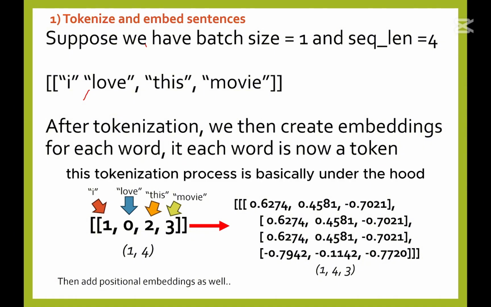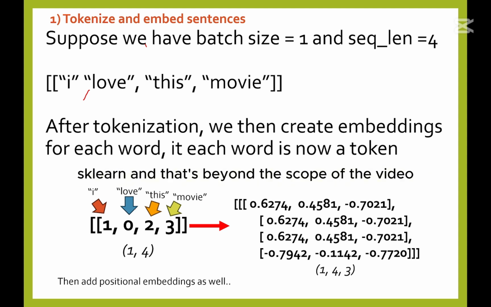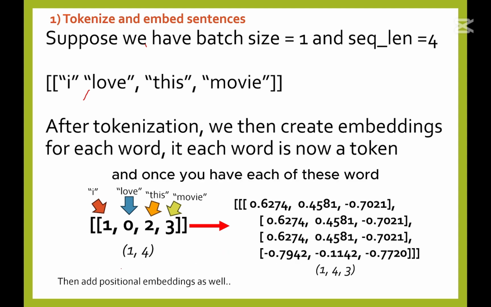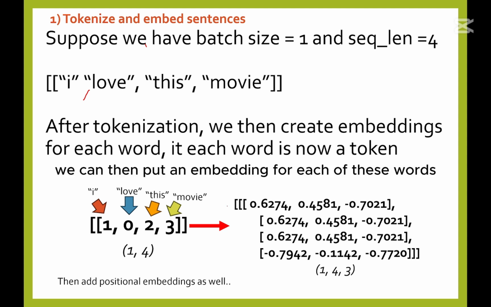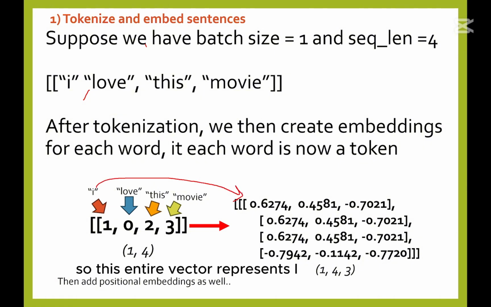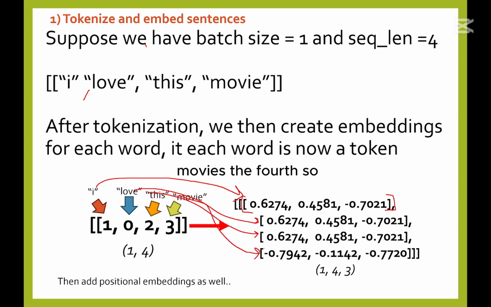This tokenization process, under the hood, can be done manually or using libraries such as sklearn, and that's beyond the scope of the video. But basically, each of these indexes represents a word, and once you have each of these words, we can then put an embedding for each of them. So "I" can be represented as a vector of 3. This entire vector represents "I." And then "love" can be represented as the second element here. This can be represented as the third, and so on. Movie is the fourth. Embeddings basically help us capture the meanings of the words better. The larger the embedding, the better, because you're able to capture more meaning. But in this case, we're just going to keep it to a simple three, so it can help to visualize.